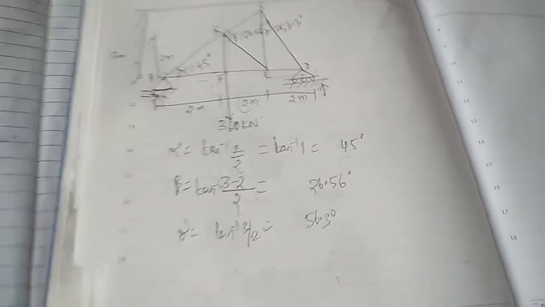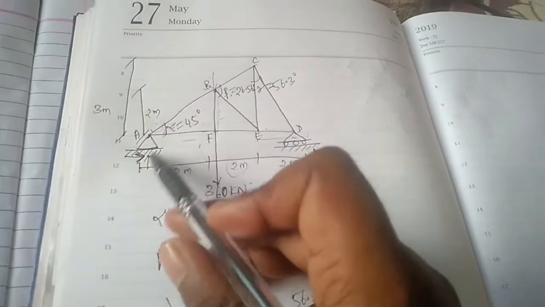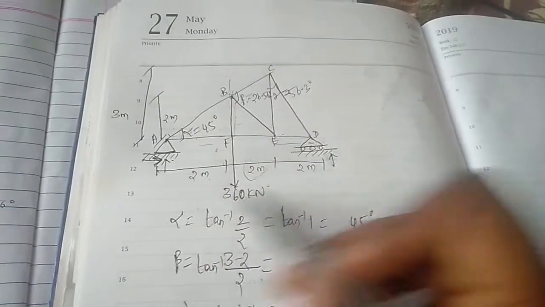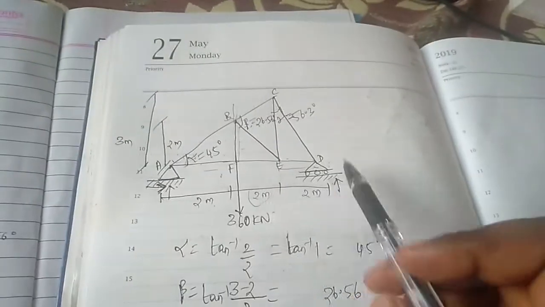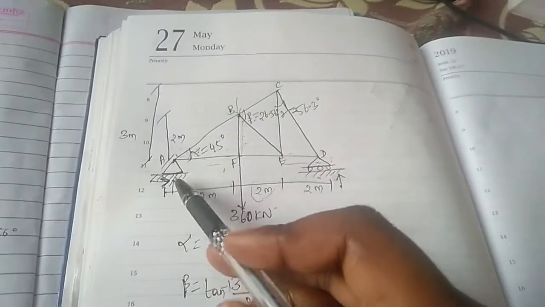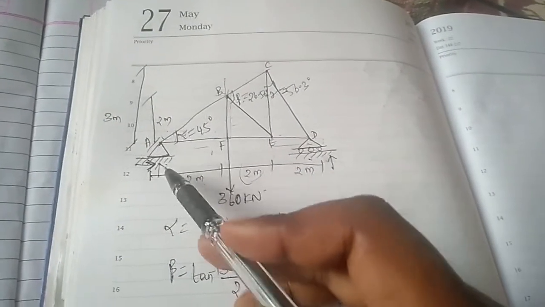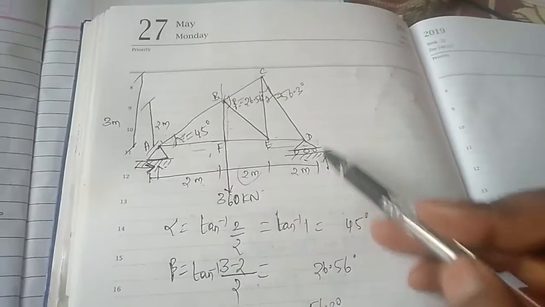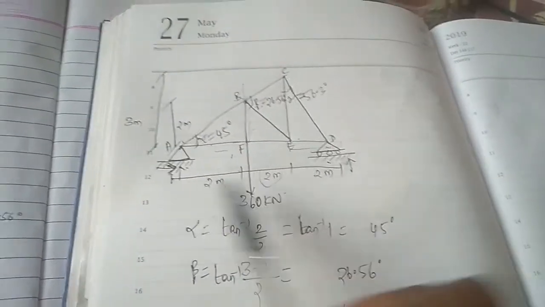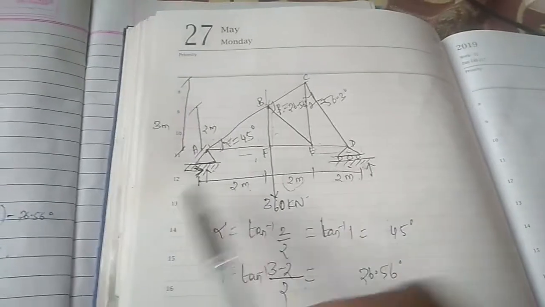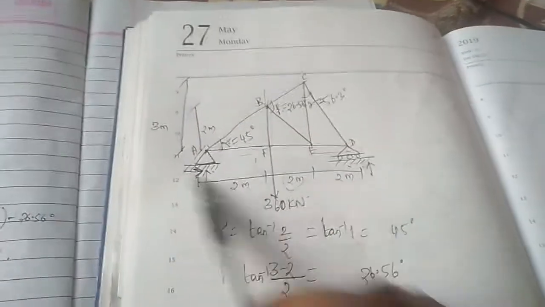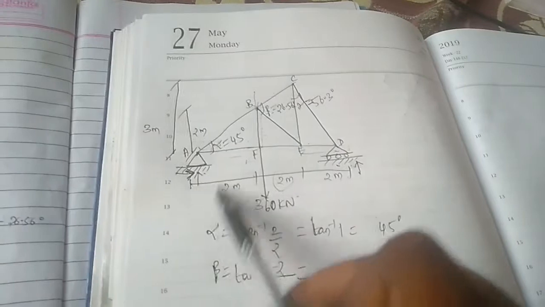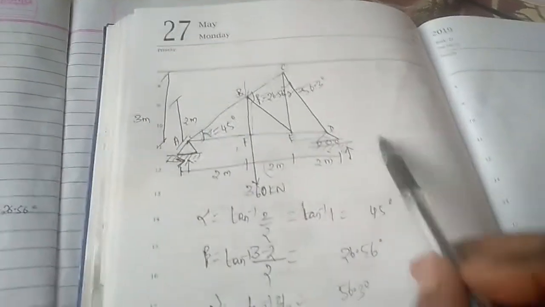Okay. So next one, what we have to find? We have to find the reactions, that is, the upward vertical forces that are acting upon each support. As I already told you, in your hinge support there will be both vertical forces and horizontal forces. In your roller support there will be only vertical forces. So these vertical forces will be the reactions of this entire truss. So we have to calculate the reactions.